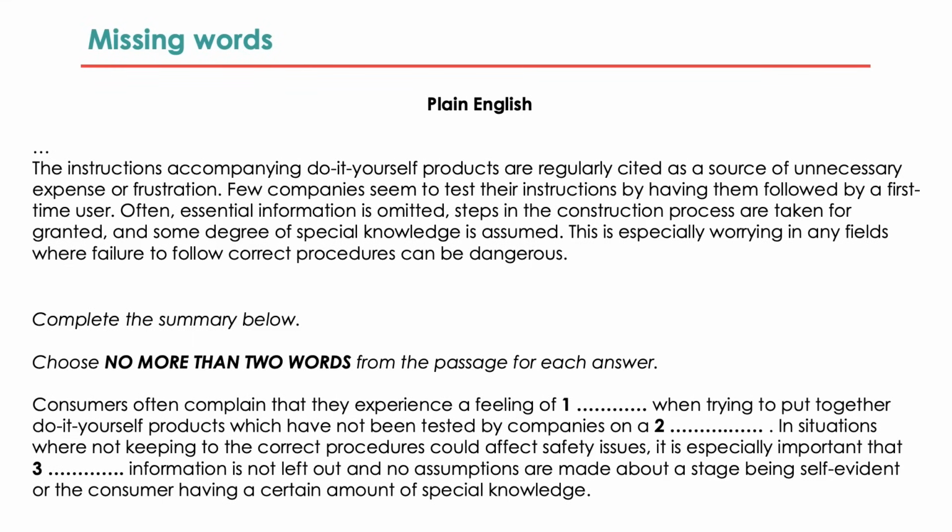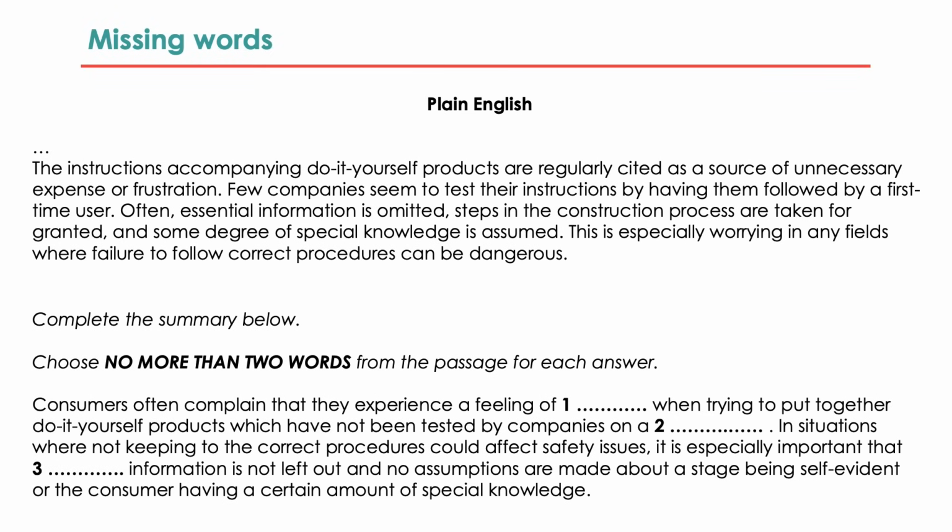Complete the summary below. Choose no more than 2 words from the passage for each answer. So this means you can have 1 or 2 words for each answer. Answers come in order. You can find answer number 1 before answer number 2 and then answer number 3. And bear in mind that you must find the precise words in the passage and copy them, not just fill gaps with some words that make sense. Okay, ready? Go ahead, pause the video and find the answers.